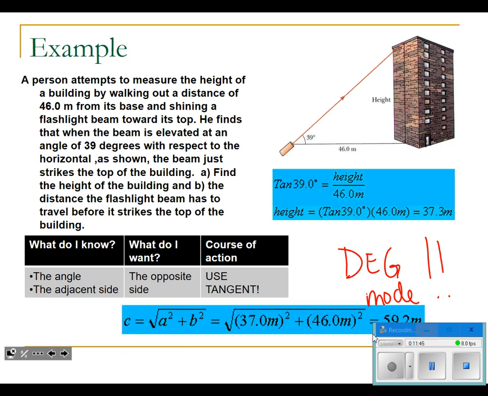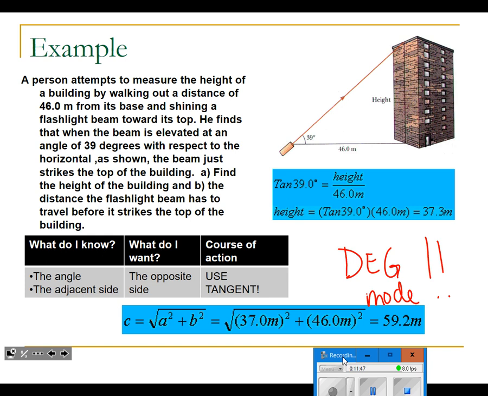Then, if I wanted to also find the hypotenuse, if I wanted to find how far away I'm looking up at the ceiling or up at the top of this building, then I could do my a squared plus b squared equals c squared, and that would give me my 59.2. I will tell you in this class we're primarily going to round everything to 2 numbers after the decimal. We're not going to worry about significant digits. Yay! Not required for physics class.